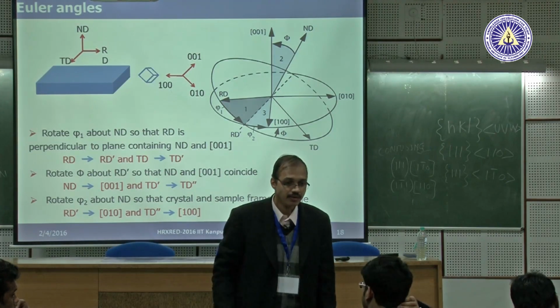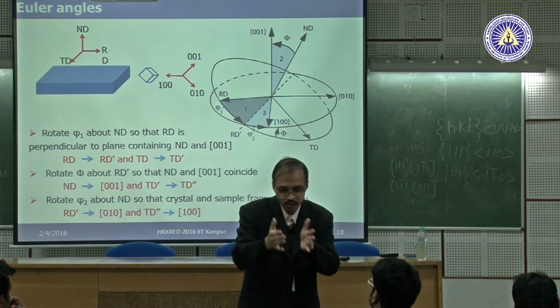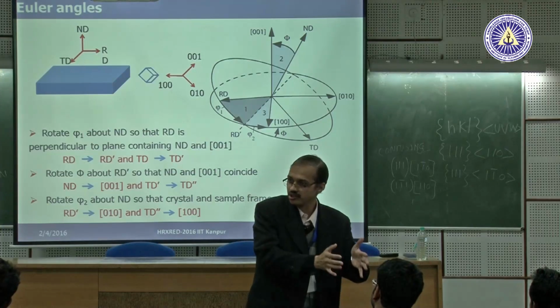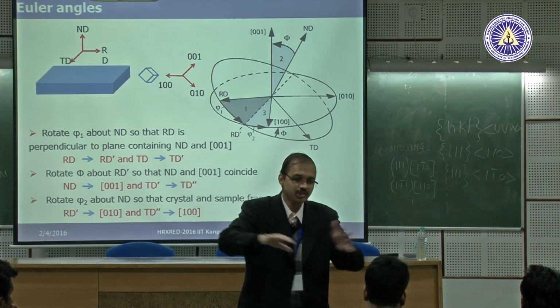Sir, G is the product of all the 3 rotation matrices, because you are doing one rotation followed by another rotation and another rotation. So it's like first transformation, then you apply another transformation, and then another. This is simple matrix algebra.